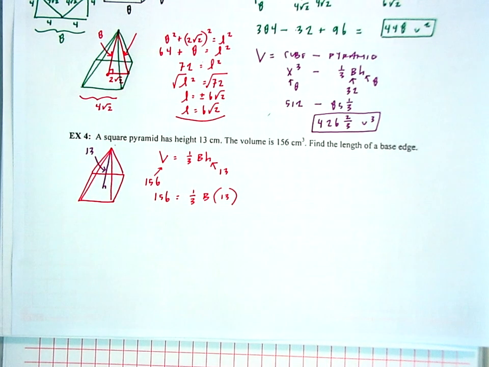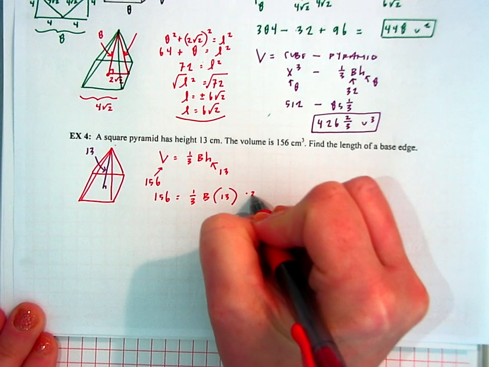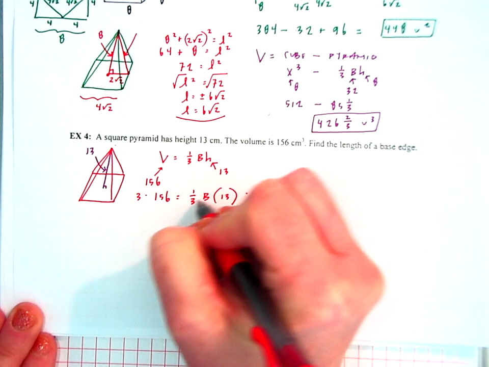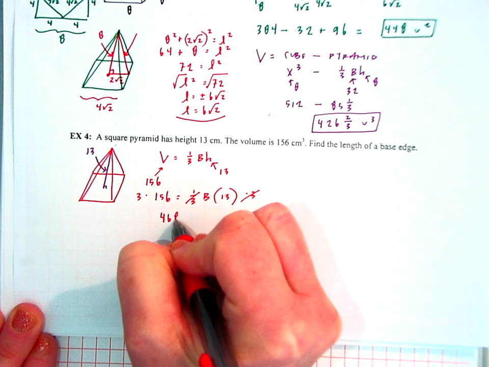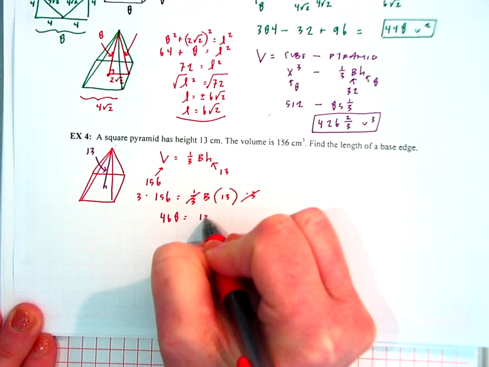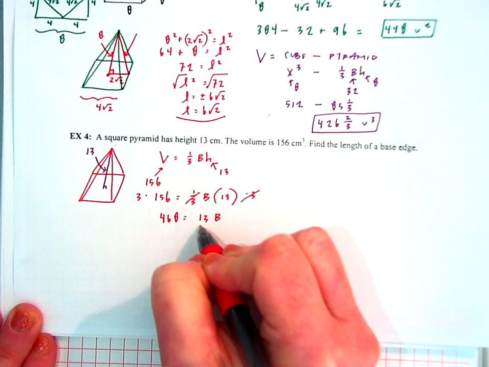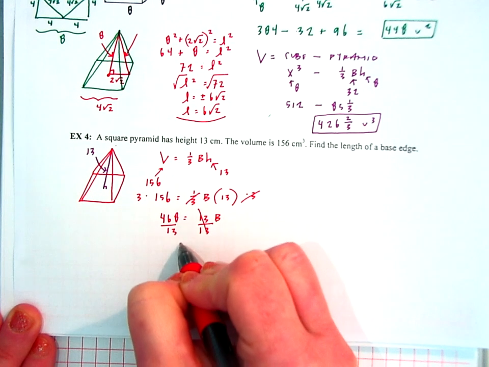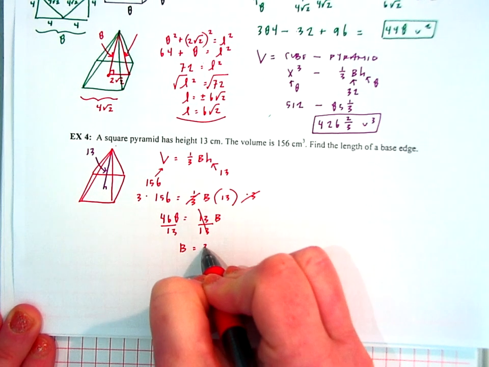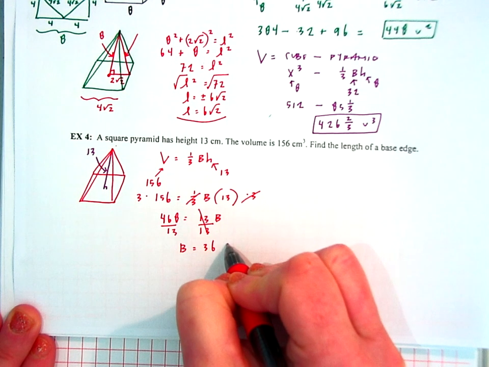So let me solve for the base area first. Maybe I clear my fraction, multiply each side by 3 just to start. That would clear the fraction here. So I would have 468 equals 13 times the base area. Divide by 13 next, and the base area would be 36 units squared, so centimeters squared.